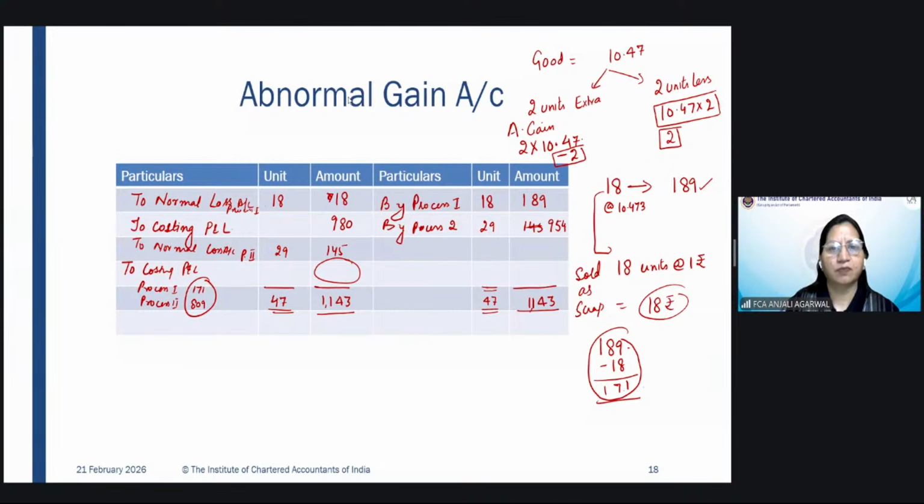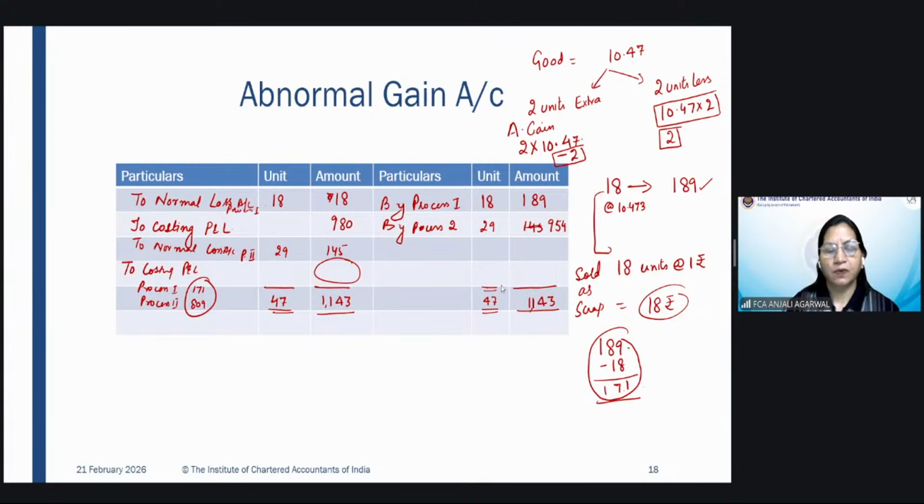29 into 5 is the amount which would otherwise have been realized as scrap if there was no abnormal gain. So you are thinking that you have made 29 units extra and the cost of one unit was 32, so you're thinking you have had a benefit of 954. But think about it: if these units were not there, they would otherwise have been units in scrap, so they would have got us 145 there also. So truly speaking, your benefit is only 809, not the entire 954.